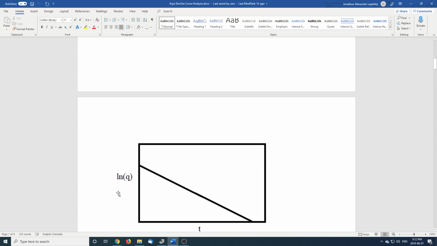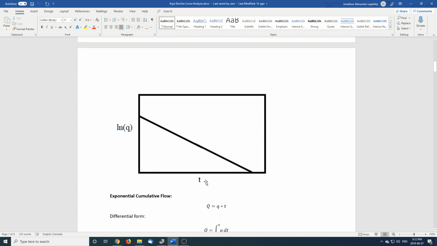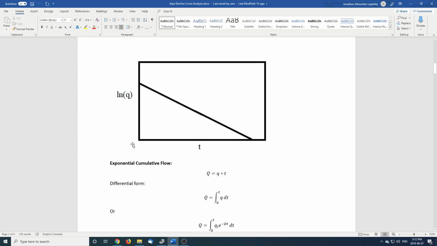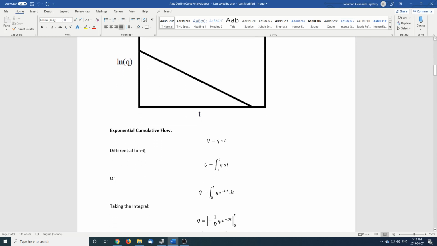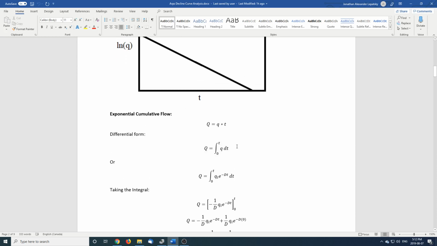So this would be your production data versus time, right? Okay, so for exponential cumulative flow, how would you calculate that? Well, if you think about it, you just take your flow rate and multiply it by the amount of time that it's been flowing for. That's if your flow rate was constant, but it's not constant. So you have to do it in the differential form and then take the integral to calculate the area underneath the curve.